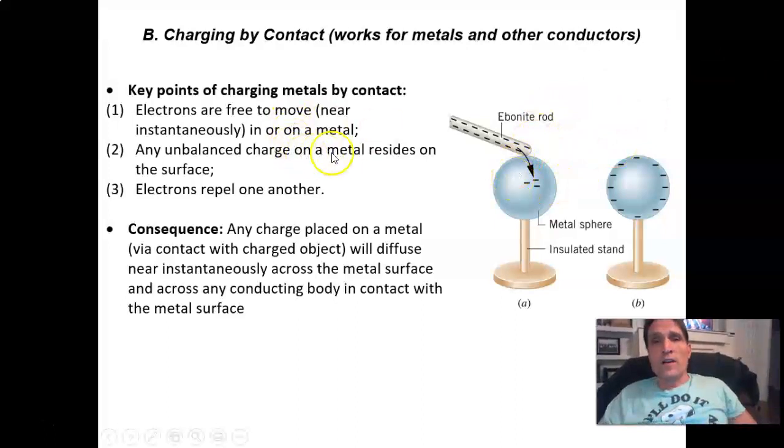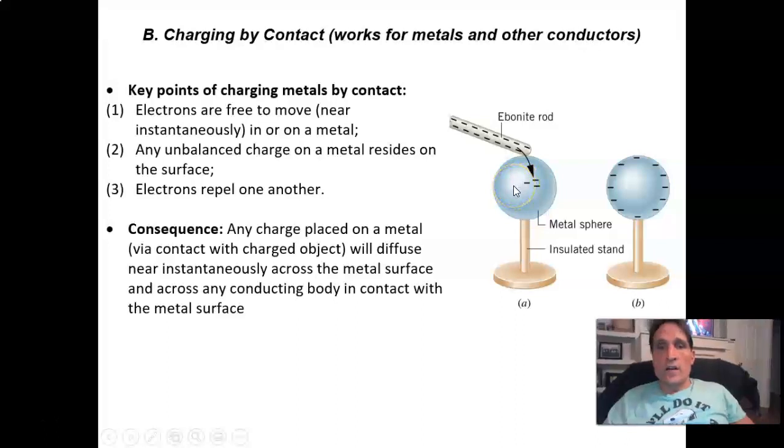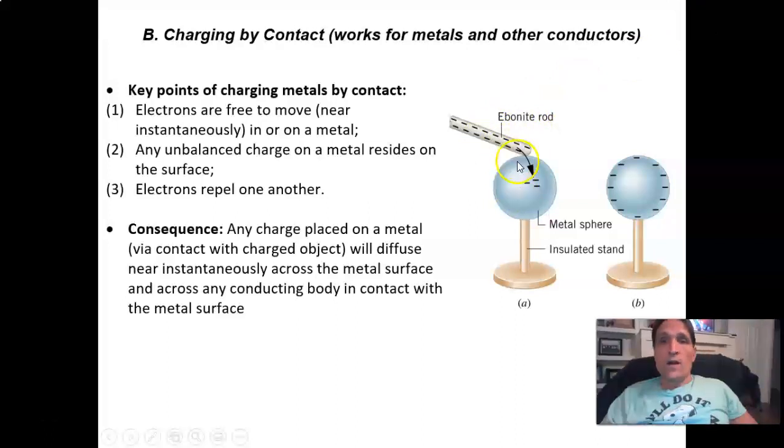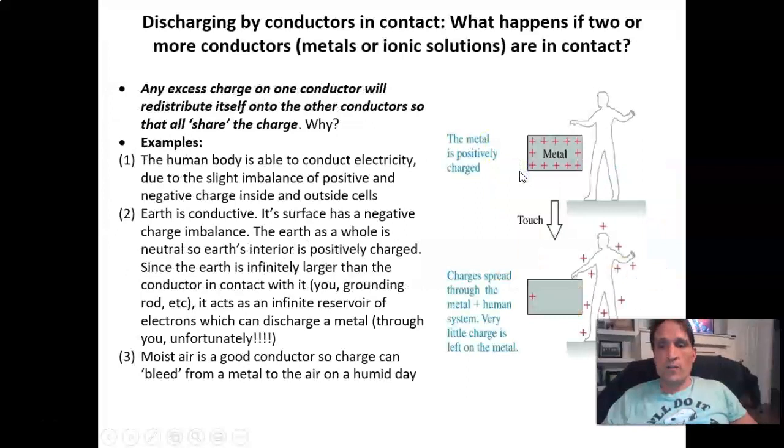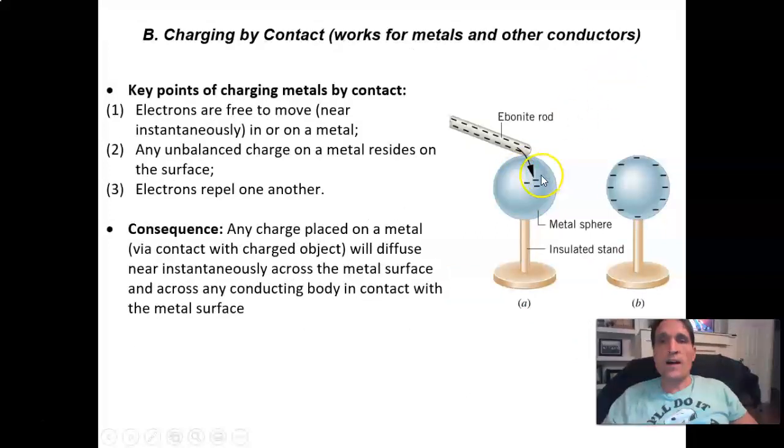And then the third is that with a metal, any unbalanced charge will reside on the surface. There will be no net charge on the inside of a conductor. So if we take this rod and charge it negatively, and we touch the rod to the sphere, some of this negative charge is going to tend to be deposited on the metal sphere. So we're transferring charge from the rod to the sphere by contact.